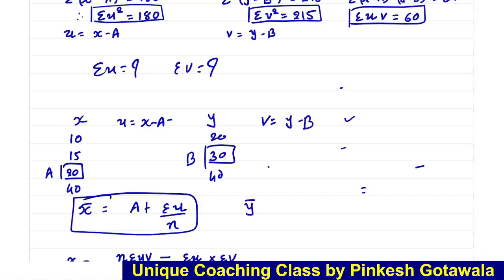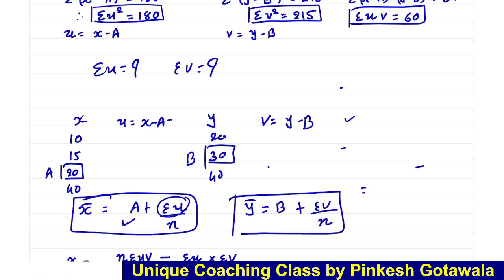Now what would be the formula of y bar? Here a comes, then here b comes, here sigma u, so here sigma v divided by n. So this is the formula of x bar and y bar. So here we are going to apply this formula to find out our sigma u and sigma v.